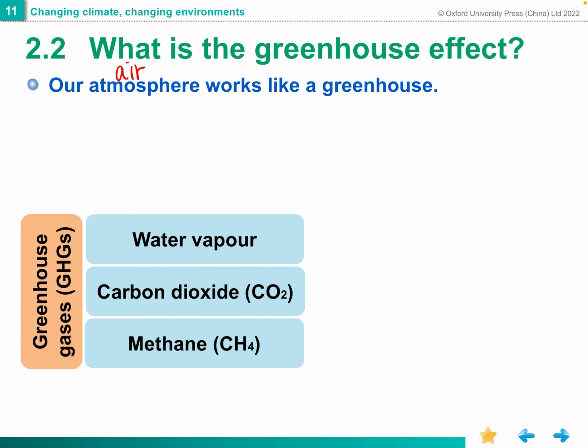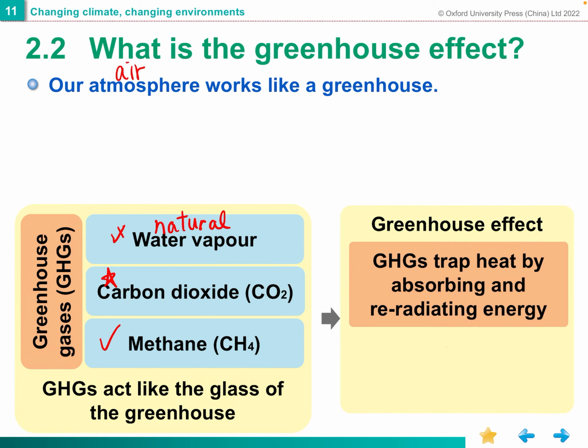In the world, we have many different greenhouse gases. Today I introduce the most important one, carbon dioxide, CO2. We'll learn a few more. Water vapor, 水蒸氣, is not our focus because it's natural. Our focus will be methane, 甲烷. In our world, we have different greenhouse gases.